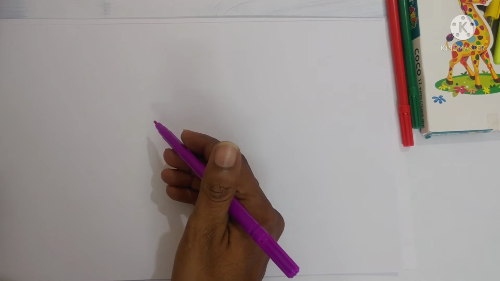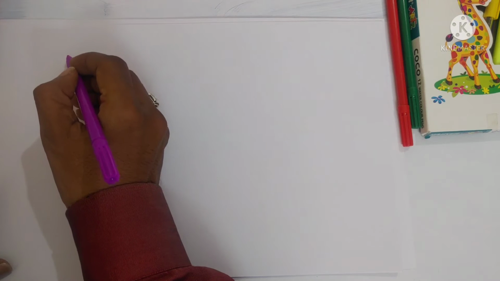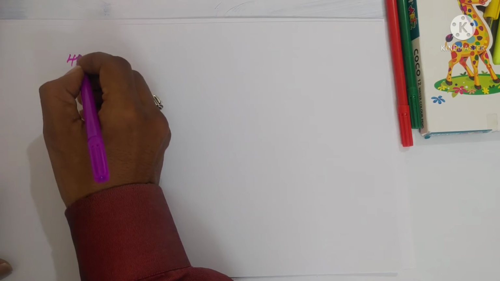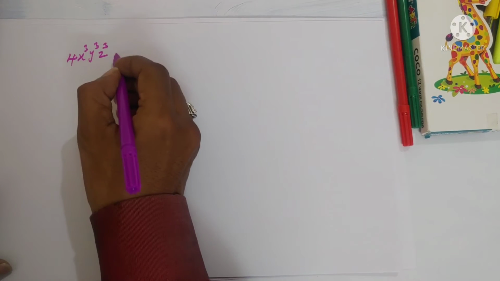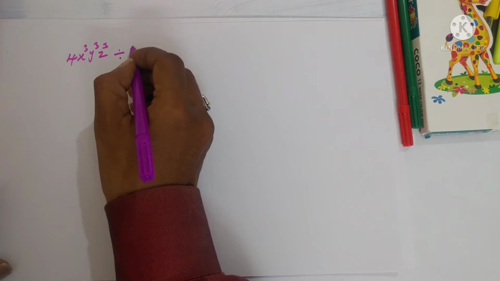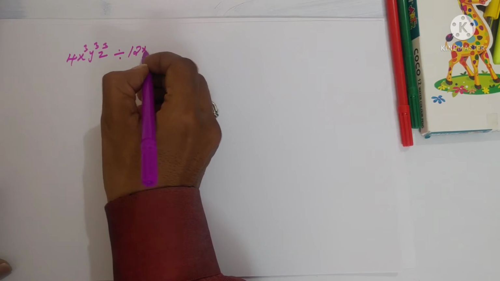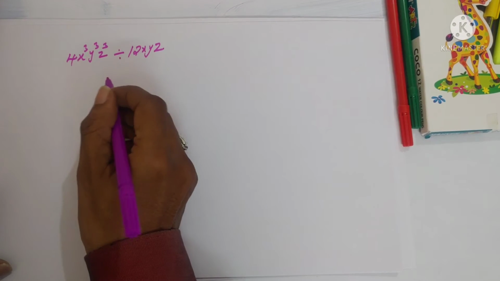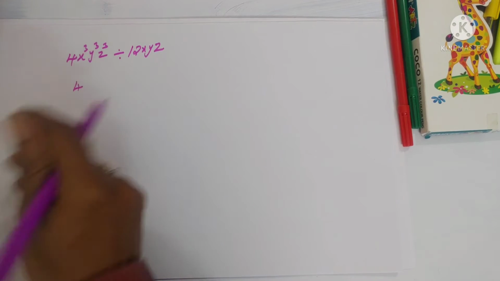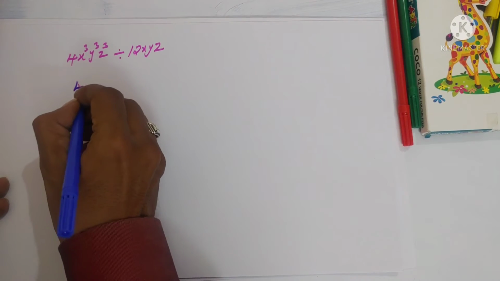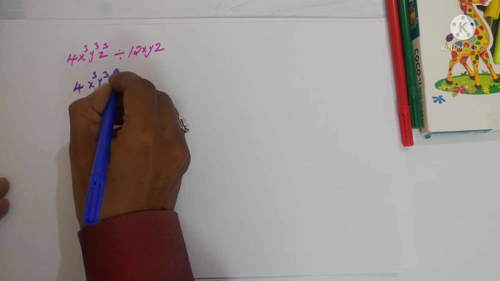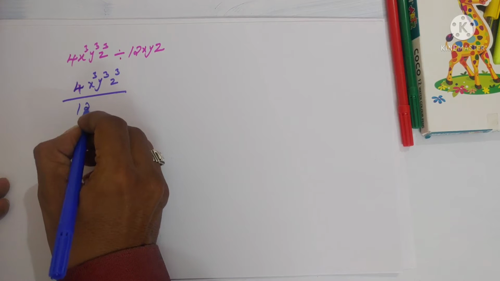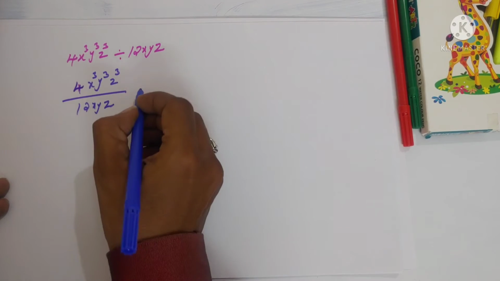Okay, children. Let us take one more example for better understanding. So here we have 4x cube y cube z cube divided by 12x y z. Okay, children. Now first of all, write it in the form of a fraction, 4x cube y cube z cube divided by 12x y z.